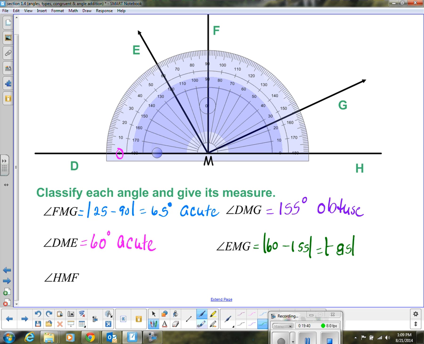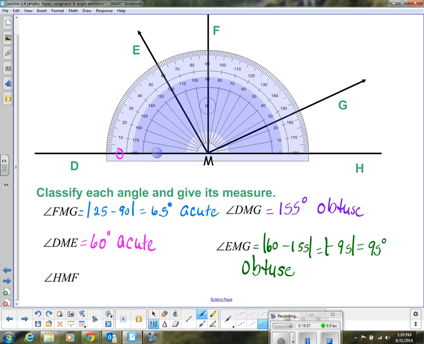No, it's 95. Sorry, I'm not using a calculator. So let me make sure that's right. So that's going to be 5, not 15. All right, which is 95 degrees. Now that's bigger than 90, which means it is obtuse.